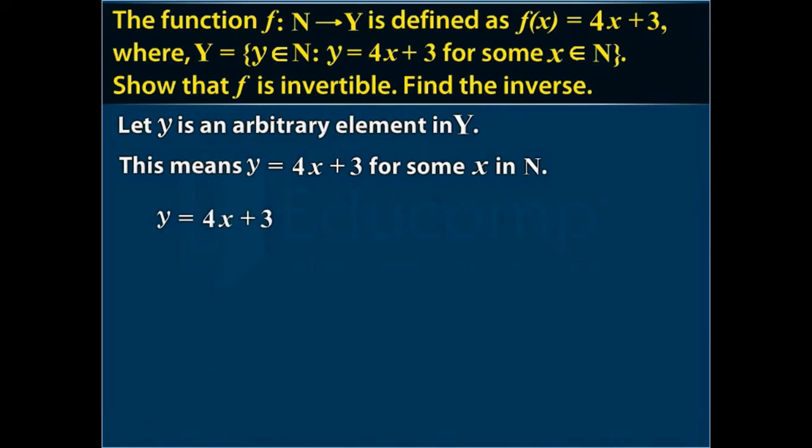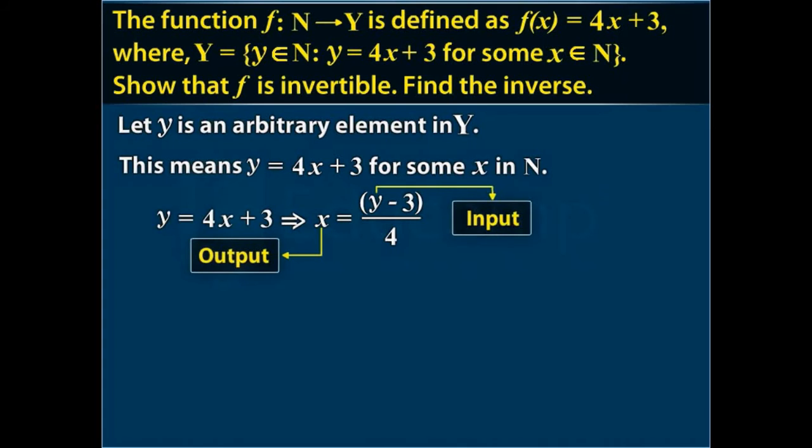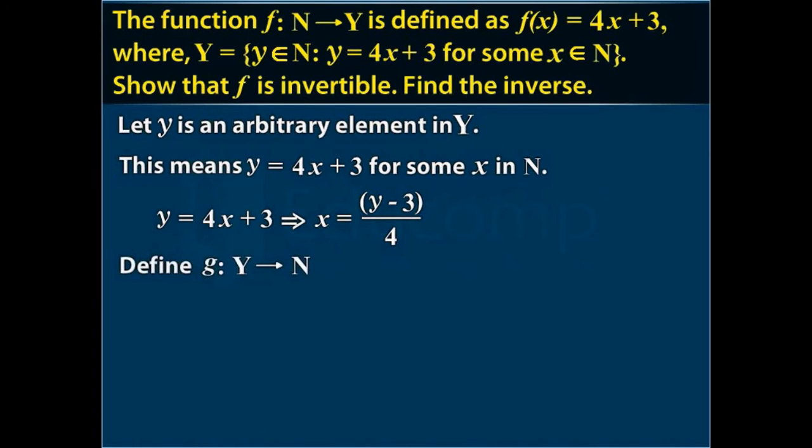Now solve the equation for x to make y an independent variable. We get x equals (y minus 3) whole upon 4. Note that y becomes the input and x becomes the output in this equation. So, use this equation to define a function g that maps Y to N so that g of y equals (y minus 3) whole upon 4.